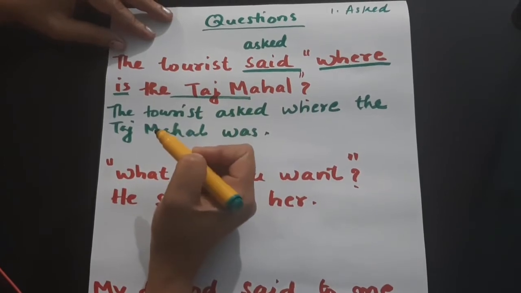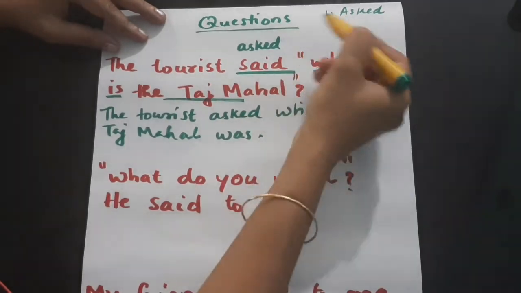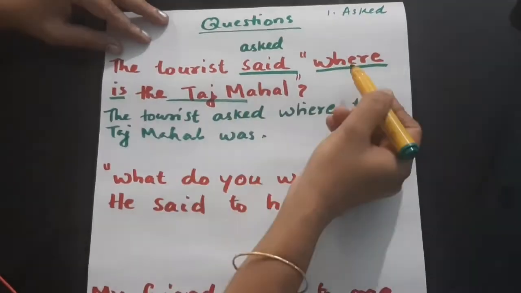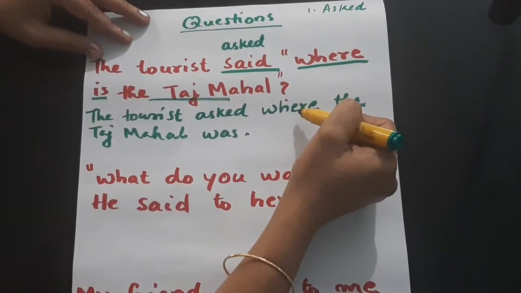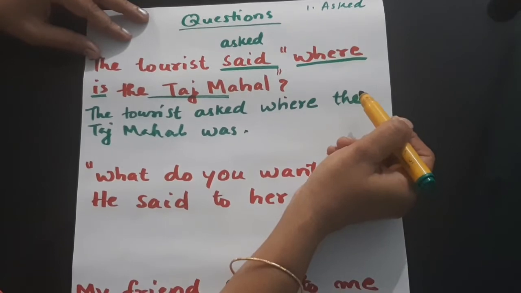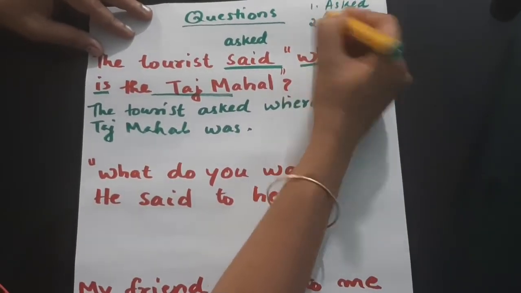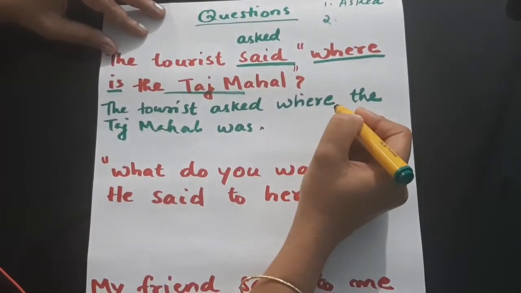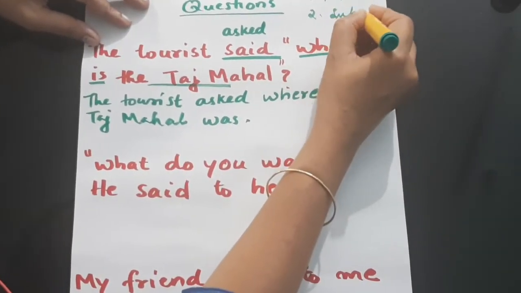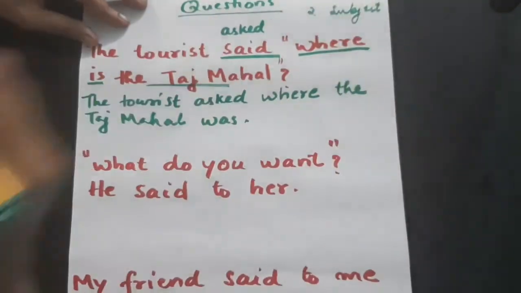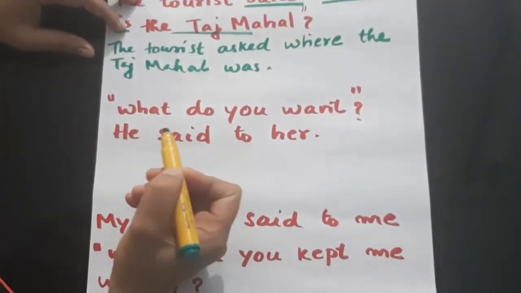Let me repeat it once again for you. First of all, we have used the reporting verb asked here. Next, since we have already a question word here, use the same question word, and following the question word, you need to use the subject, not the auxiliary. That is the second rule. What is it? After the question word, you need to use the subject. Okay, that's the second rule. So let's come to the next example.